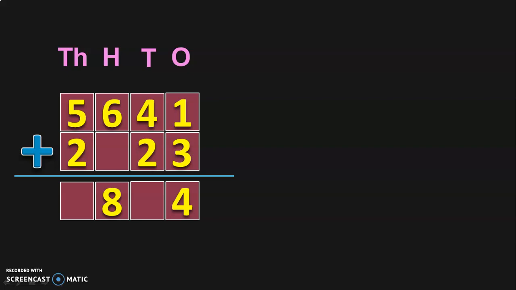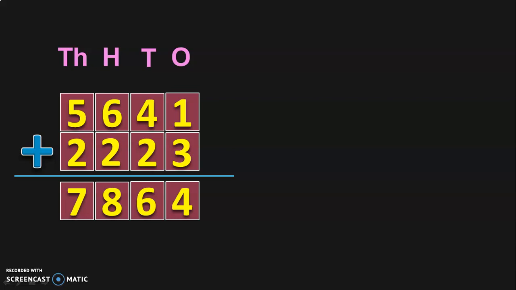Next move on to the tens place. In tens place you have 4 plus 2, which is a straight addition. You get the answer to be 6. Next move on to the hundreds place. In hundreds place you have 6 plus dash is equal to 8. So what you need in the dash to get an answer to be 8? A 2. So 6 plus 2, you will get the answer to be 8 in the hundreds place. Next move on to the thousands place where you have 5 plus 2, a straight addition. You get the answer to be 7.